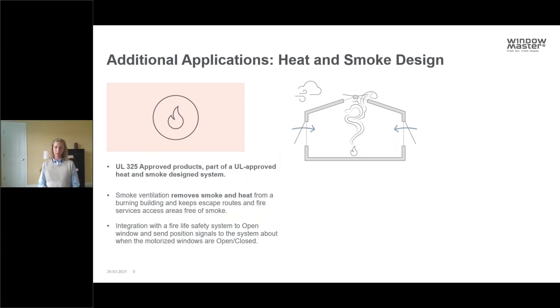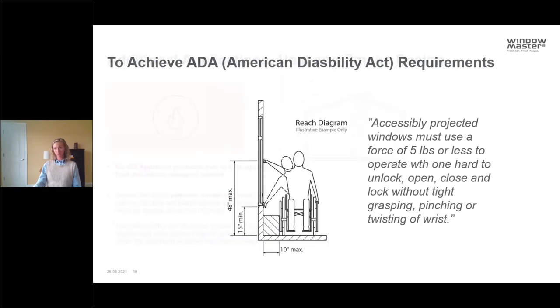egress. So a lot of our products are UL 325 certified, and that means it could be combined together with a UL approved notifying system to allow a way to open the building up in case of heat and smoke in a project. So that's another application as well.